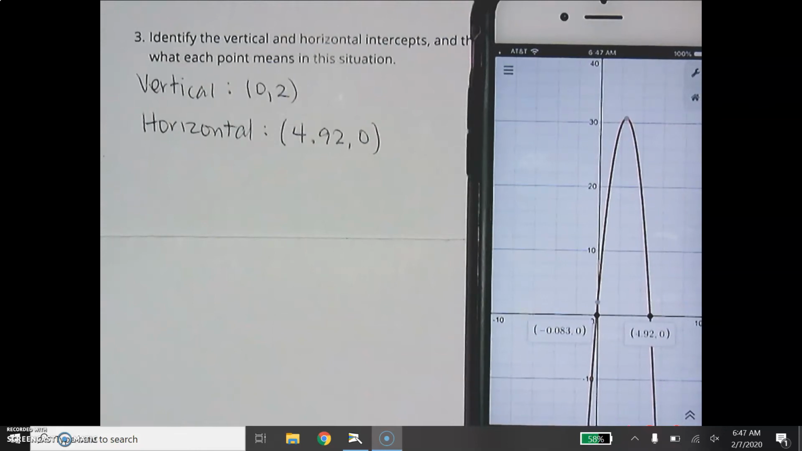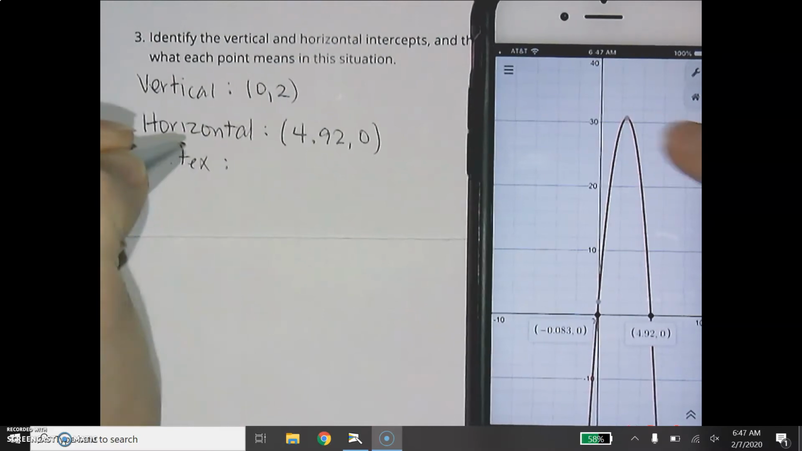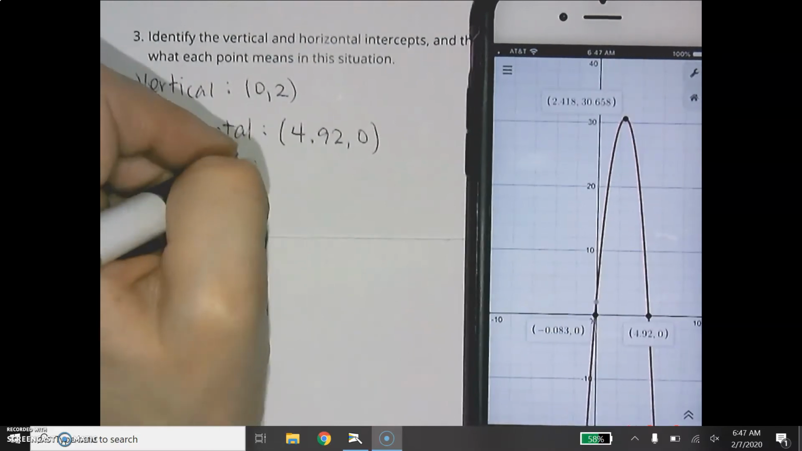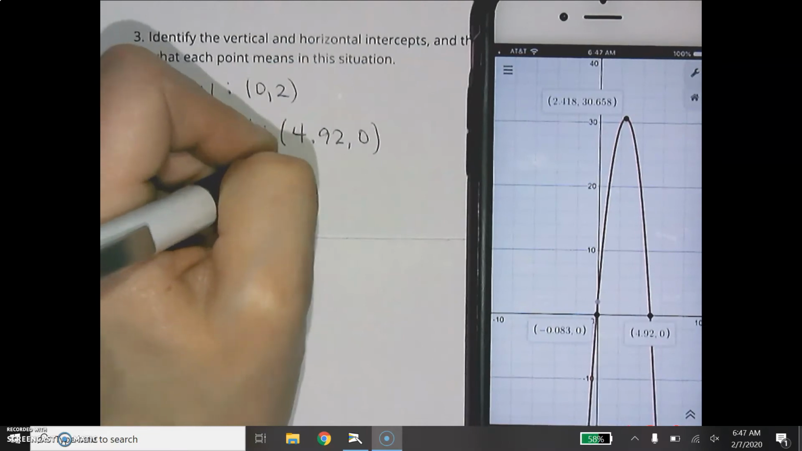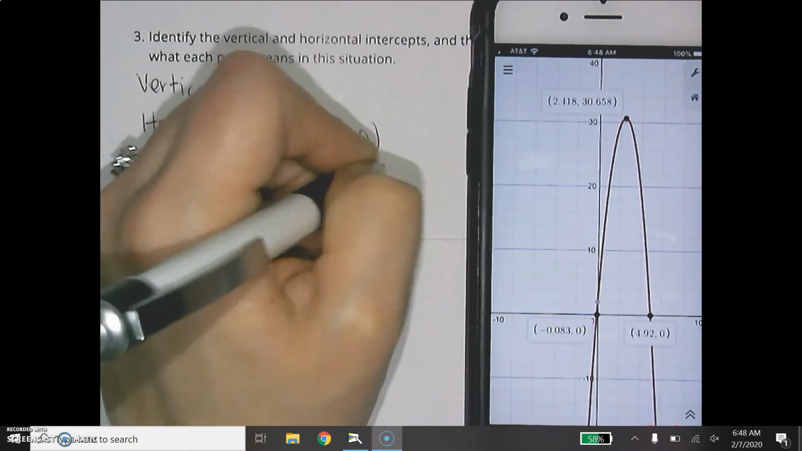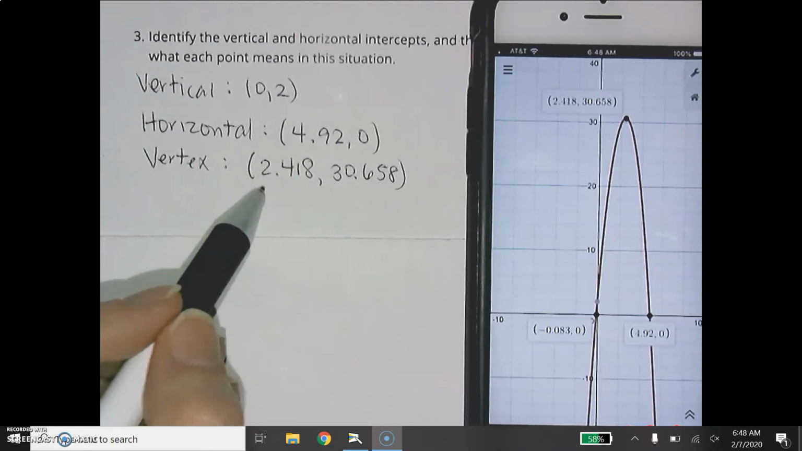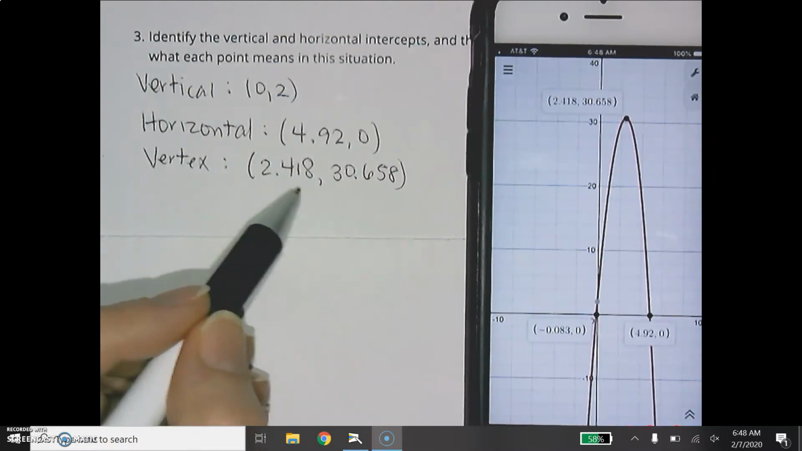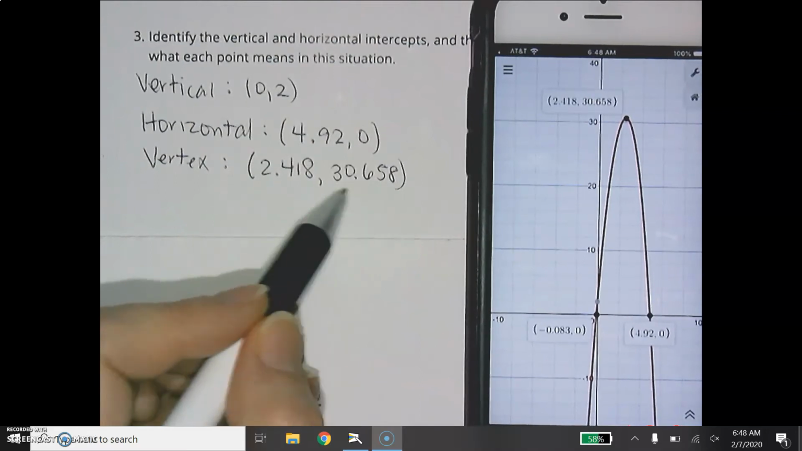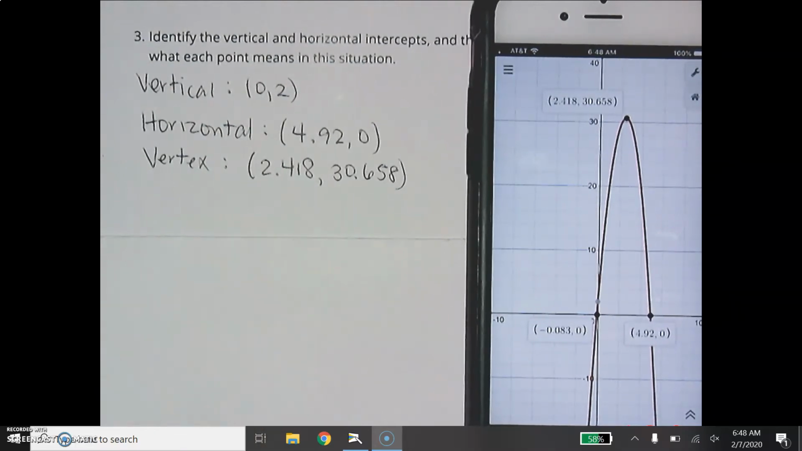Okay, not quite. And then it does ask us to find the vertex. Okay, which is up here. So that vertex is (2.418, 30.658). And you could round those if you wanted, or just leave them alone. So what does this mean? That after about almost 2.5 seconds, that the pumpkin was a little over 30.5 meters in the air.